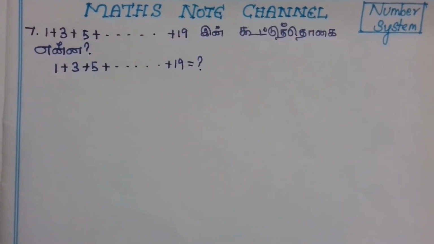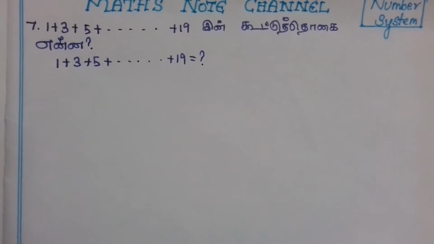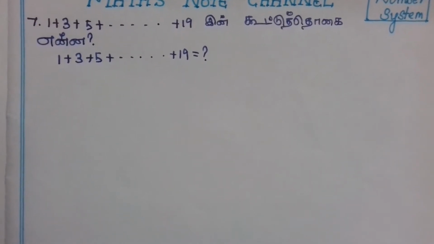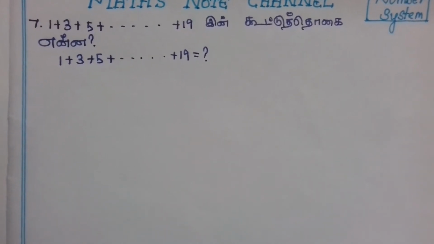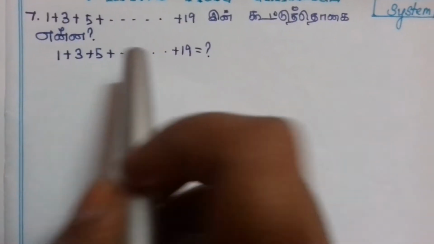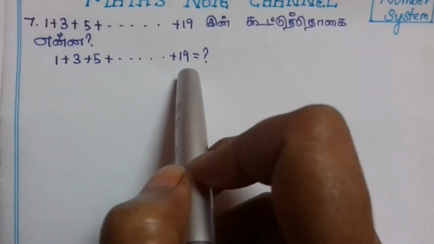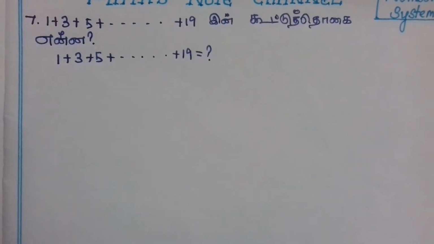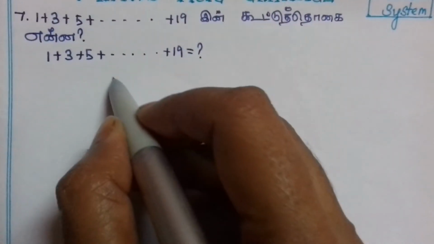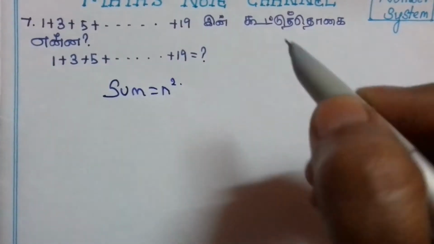Today also number system problem: 1 plus 3 plus 5 plus etc. plus 19, what is the sum of these values? In this problem you see that these are all the odd numbers. So for odd numbers we use this formula: sum equal to n square.